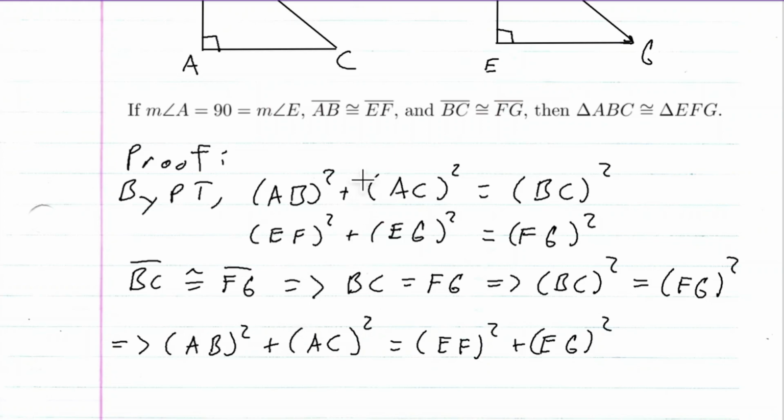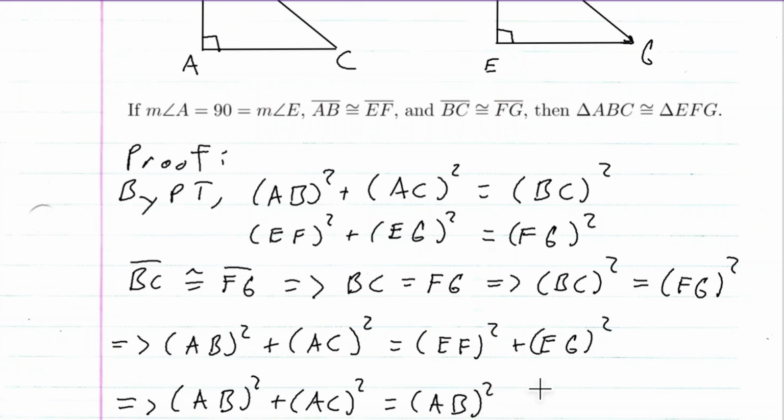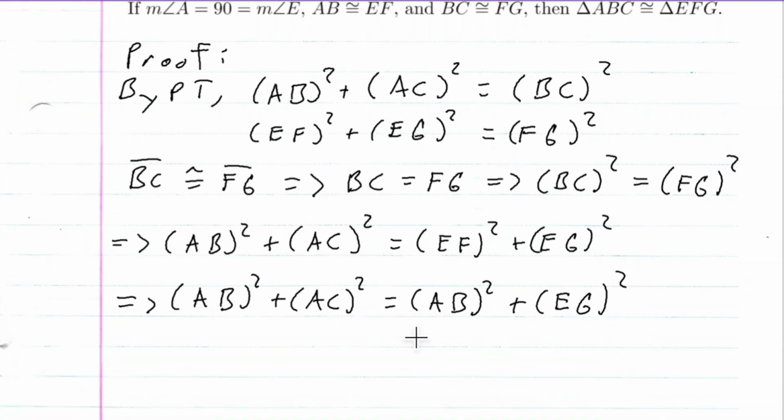And now we know that AB is congruent to EF, so instead of writing AB and EF here, I can write AB squared plus AC squared is equal to AB squared plus EG squared, because I know that EF is congruent to AB. So since I have AB on both sides, I can subtract it from both sides to get AC squared is equal to EG squared.